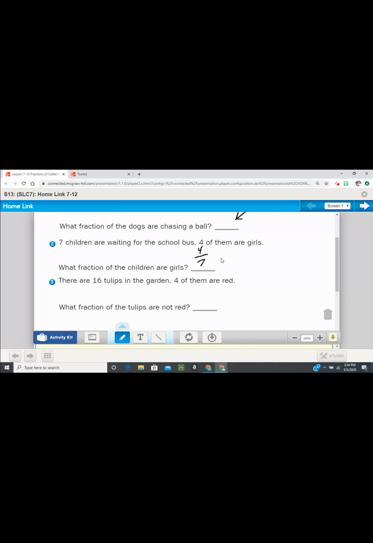Let's look at the next one. It says there are 16 tulips in the garden, and 4 of them are red. What fraction of tulips are not red? Ooh, they're trying to trick us here. I'm going to underline are not red. We know that 4 of them are red, so that means 12 of them have to be not red. So out of the 16, we have 12 that are not red. And there are how many total? You got it, 16. 12/16 are not red.